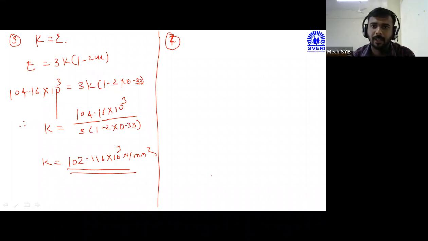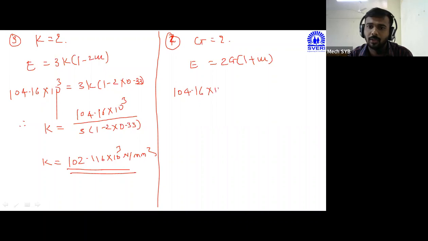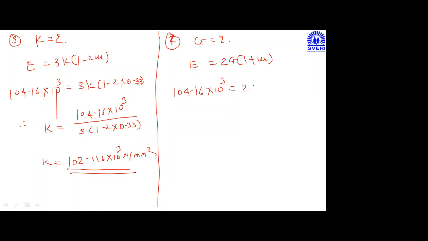And for the second relation, for the G calculation, we have to use E is equal to 2G in bracket 1 plus mu. 104.16 into 10 raised to 3 is equal to 2G in bracket 1 plus 0.33.